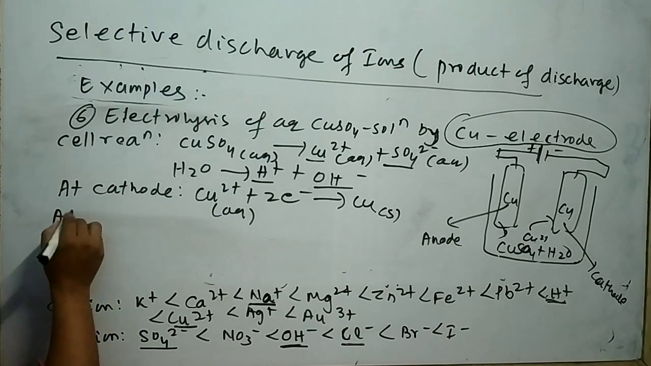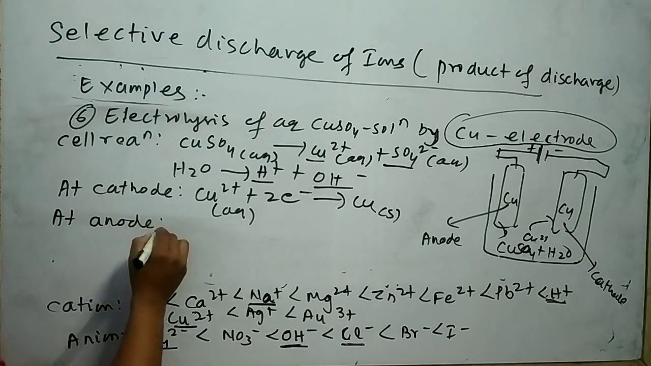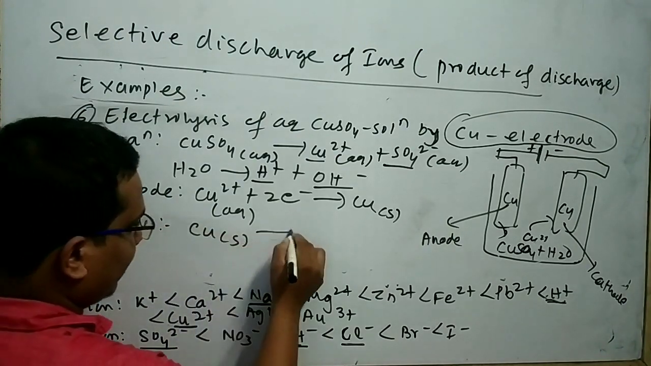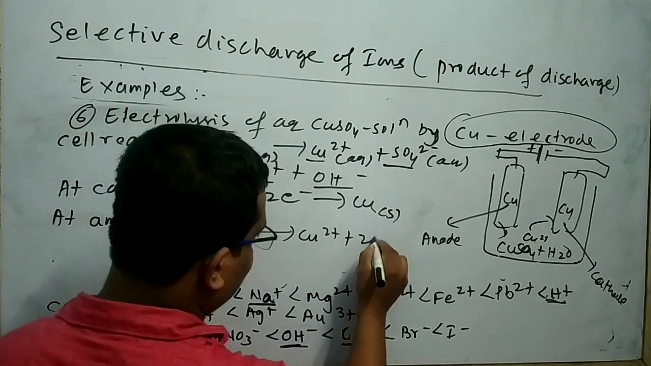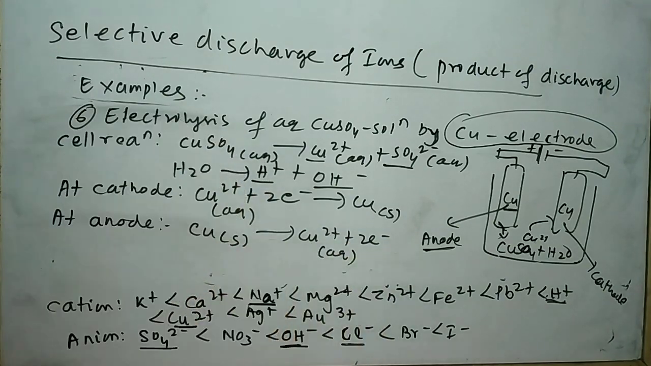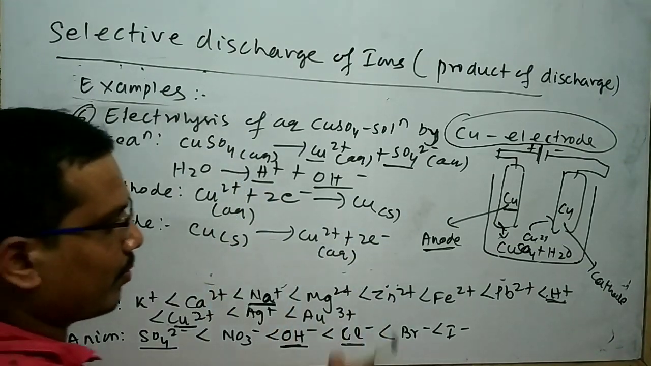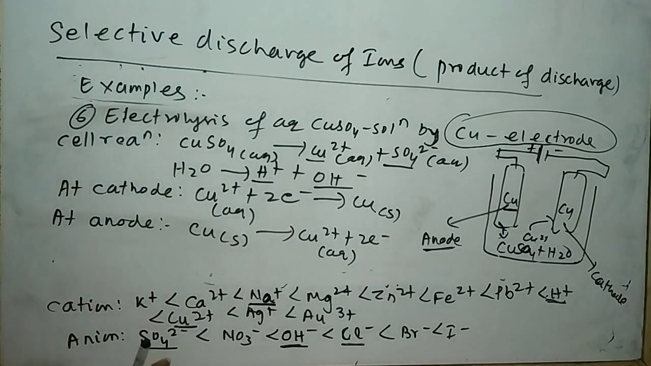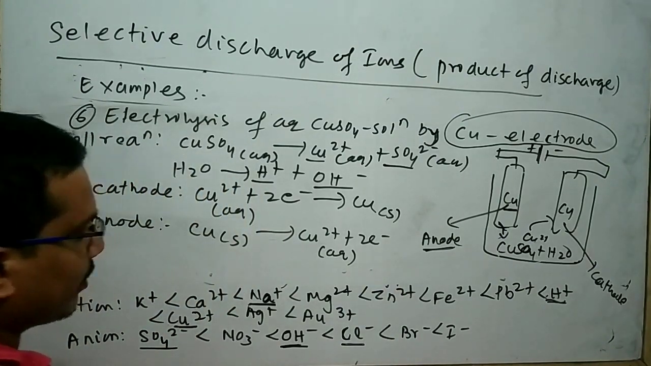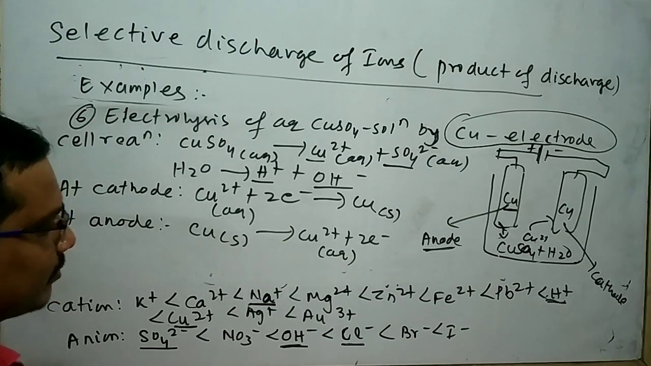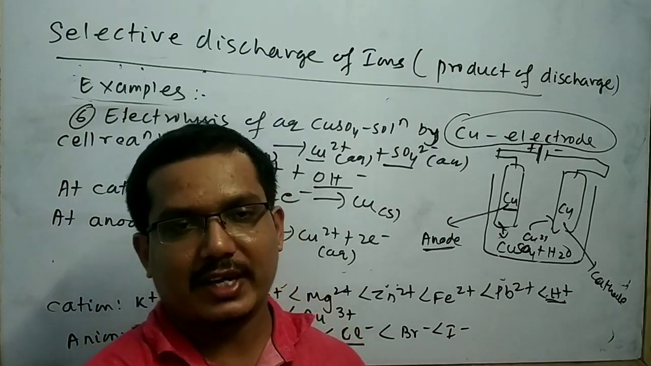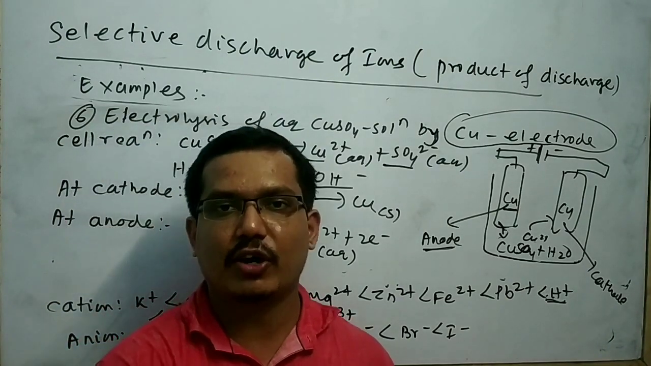That means I can write at anode Cu solid gives Cu2 plus plus 2 electrons. In this case the electrode plays an important role. In this case we cannot apply the concept of discharge potential. These are the examples to explain the selective discharge of ions.